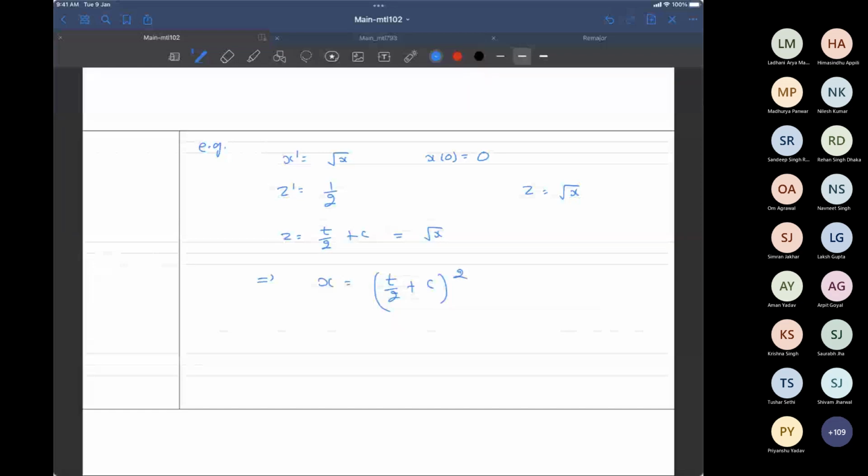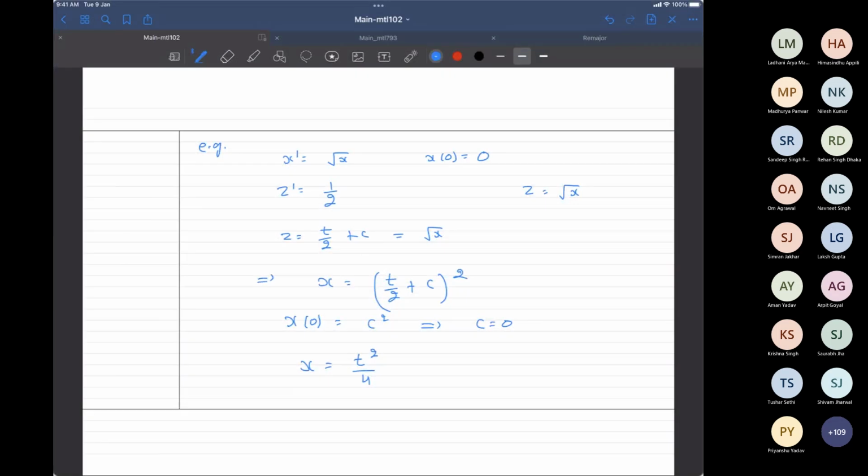Okay, and then you can argue that, well, what will be the c, and then you say that x at 0 is equal to c square. So this implies that c is equal to 0. So your solution will be x is equal to t square by 4. Okay, and this looks a fairly good solution. You can check it satisfies both the equation and the initial condition.